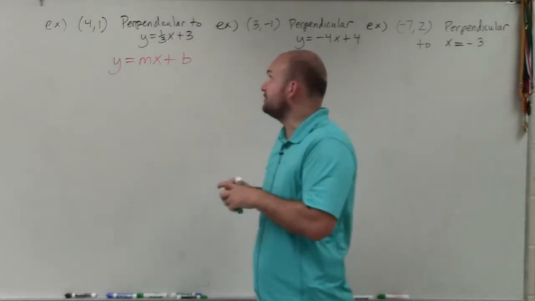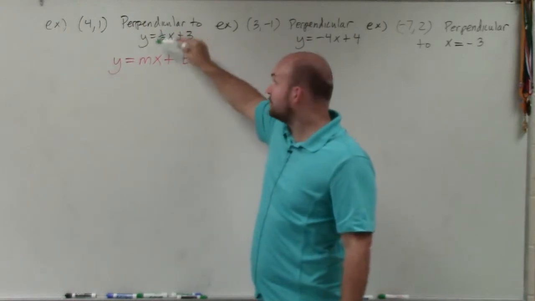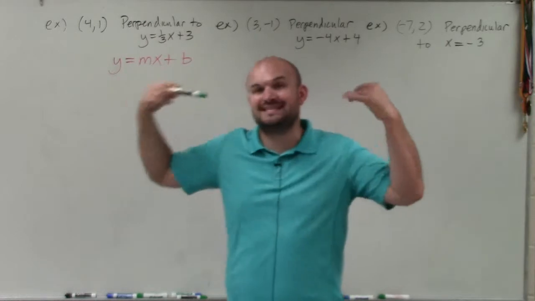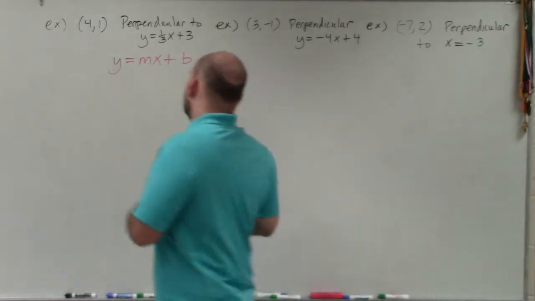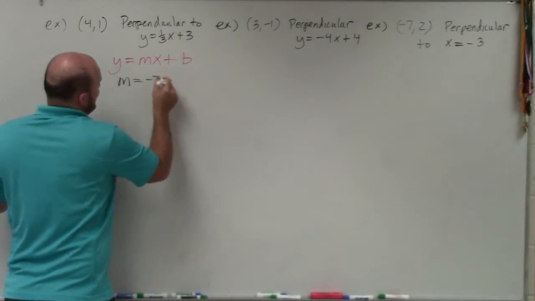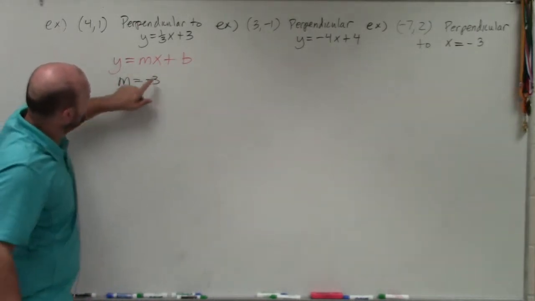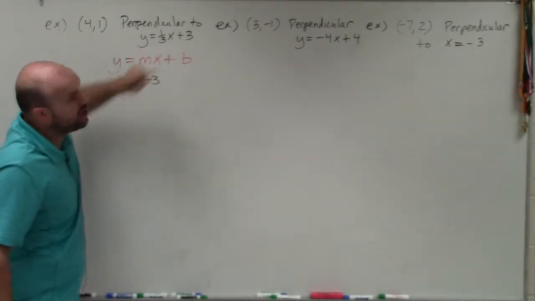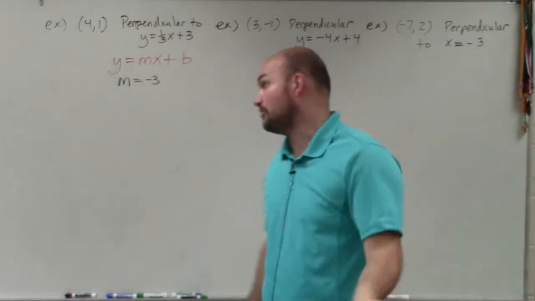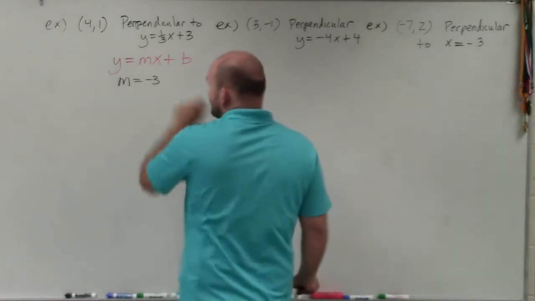to be opposite reciprocal. The slope of the line that it has to be perpendicular to is 1/3. So the first thing I'm going to want to do is identify what my new slope is going to be. The new slope of my new line has to be m equals -3, because -3 is the opposite reciprocal of 1/3, which is the slope of the line that I'm trying to write a line perpendicular to. So we know what our slope is.